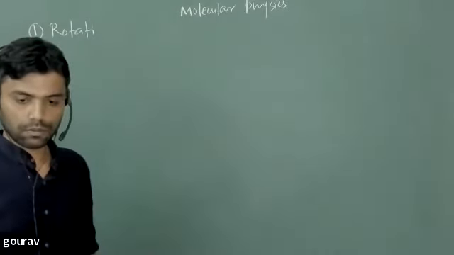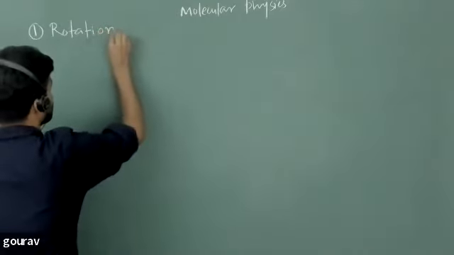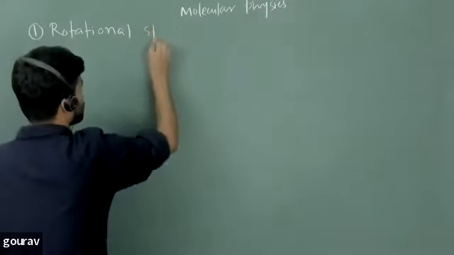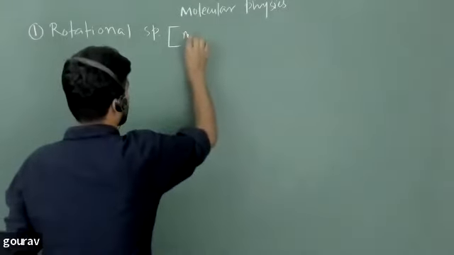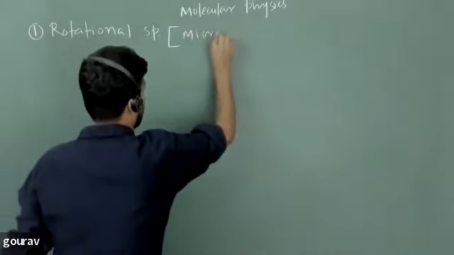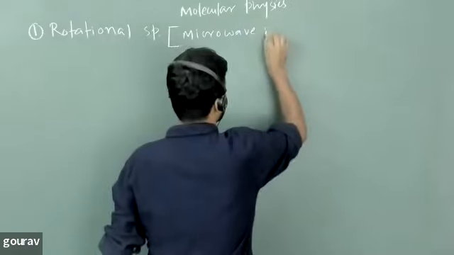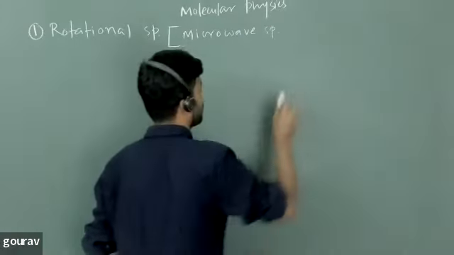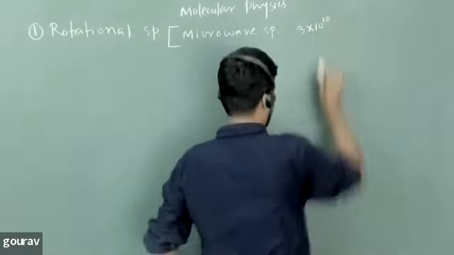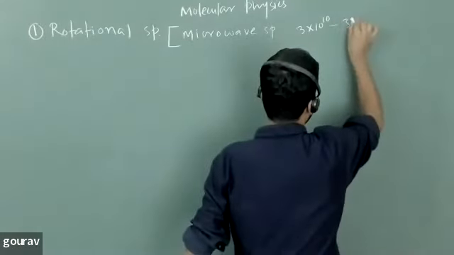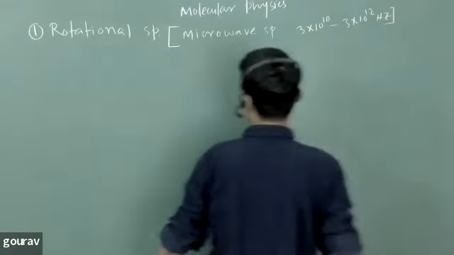Is it okay now? Yes sir. Okay, so we'll discuss rotational spectra first. SP means spectra, and this is also known as microwave spectroscopy. Why it is called microwave spectroscopy, I will tell you. And the range of microwave is 3 into 10 to the power 10, right? 10 to the power 10 to 10 to the power 12. Of course, this is the frequency, so it is in hertz.